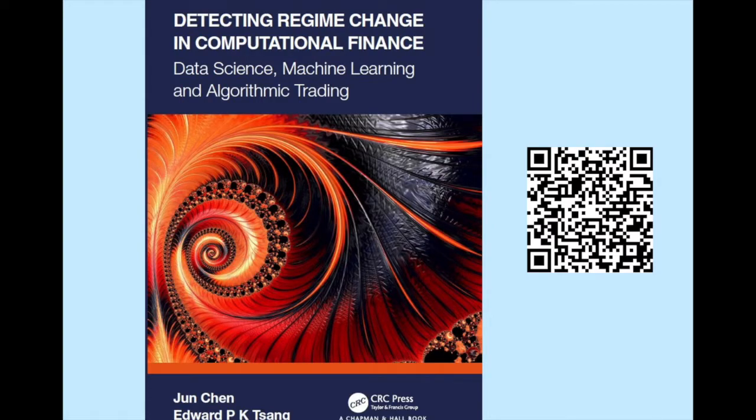This book explains how financial data could be processed under a data-driven approach. It shows how, under this approach, machine learning can be used to detect regime changes in the market, and how that could support algorithmic trading.